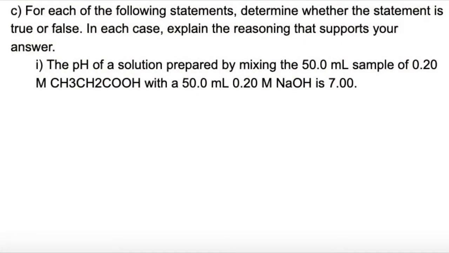Alright, so now we're on to part C, and I'm going to repeat the question, which is, for each of the following statements, determine whether the statement is true or false, and in each case, explain the reasoning that supports your answer. So for part I, the statement is, the pH of a solution prepared by mixing a 50 milliliter sample of 0.2 molar propanoic acid with a 50 milliliter 0.2 molar NaOH solution is 7. So let's examine that.